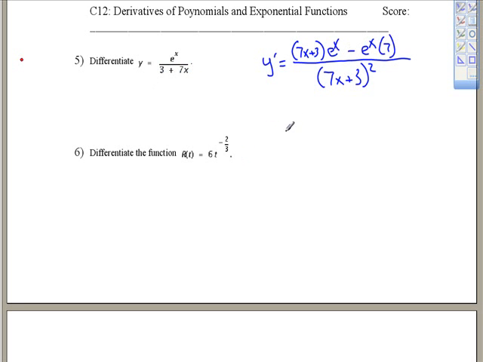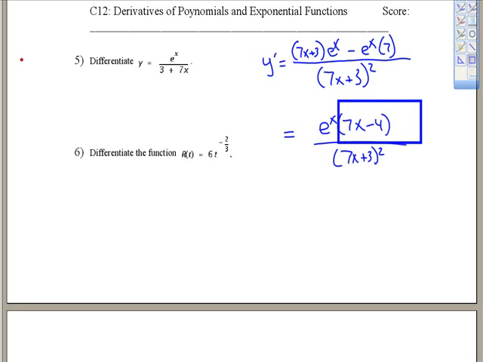If you clean it up just a little bit, you can take out this e to the x in the top. There's one here and there. We can take that out. We'll have a 7x minus 4. The minus 4 comes from the positive 3 and the negative 7. That's still all over the 7x plus 3 quantity squared. That's about as far as we would want to go with that.